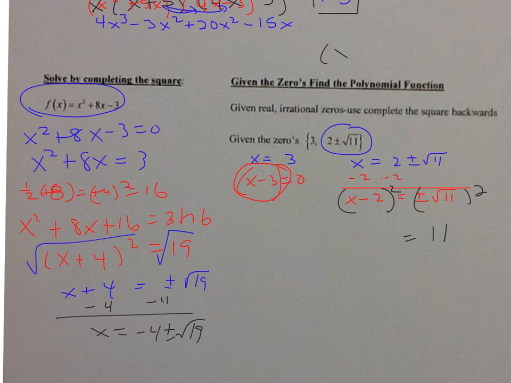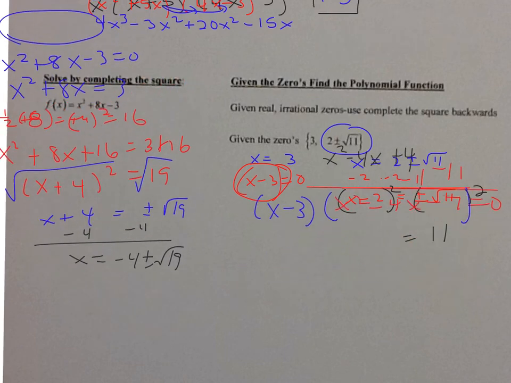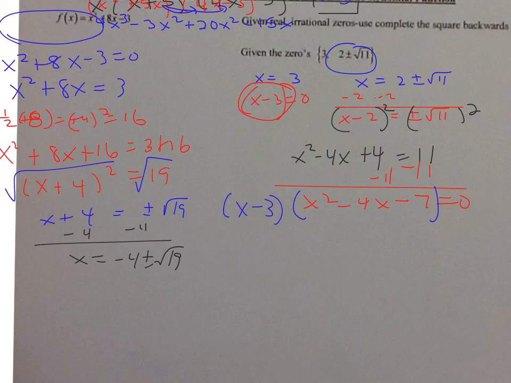All right, now x minus 2 squared is x minus 2 times x minus 2, which is x squared minus 4x plus 4. Now minus 11 from both sides, we get x squared minus 4x minus 7 is equal to 0. So here's my other factor, x squared minus 4x minus 7, and then I have this factor here, x minus 3. All right, so I'm just going to move everything up a little bit so I have a little bit more room here. Okay, so now I need to multiply my trinomial times my binomial.